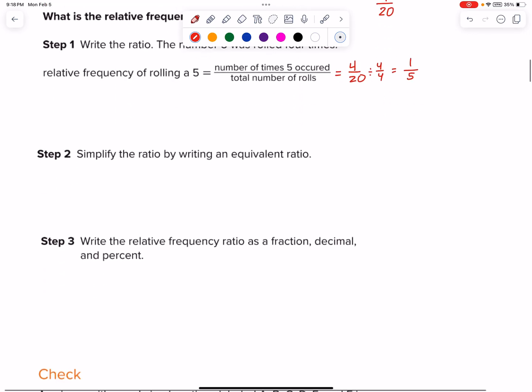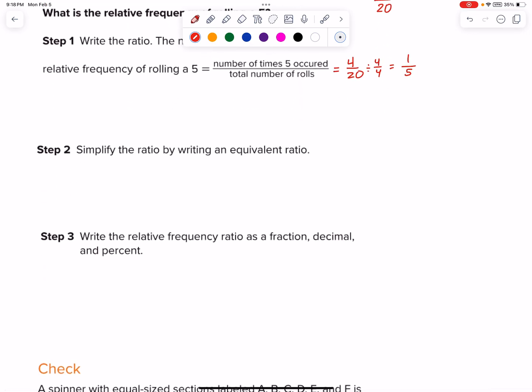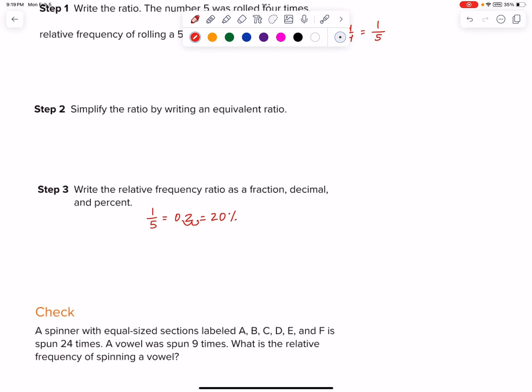And then write the relative frequency as fraction, decimal, percent. So we write our 1/5. We know 1/5 is 0.2. It's a common fraction that we should be getting familiar with. And then 2 swoops to the right puts us at 20%. And there we go. So there's your relative frequency.